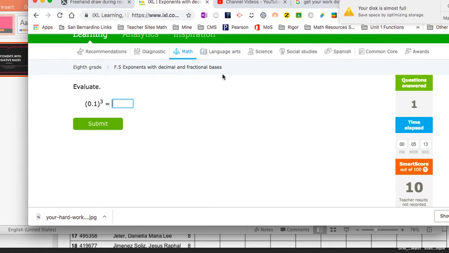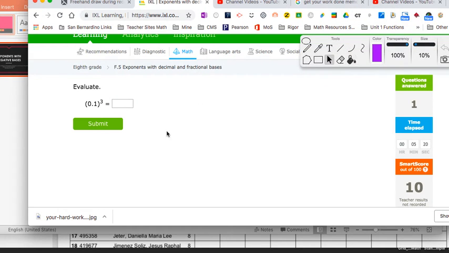Same idea. Jeez, man, my computer's dying. All right, so we got 0.1. I'm going to use parentheses, guys. Let's just get used to using parentheses. 0.1 repeatedly multiplied 3 times, right? So 0.1 times 0.1 times 0.1.